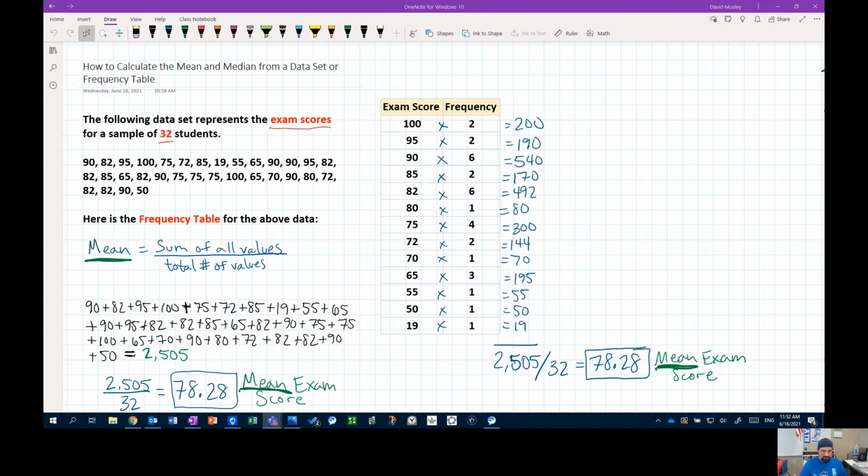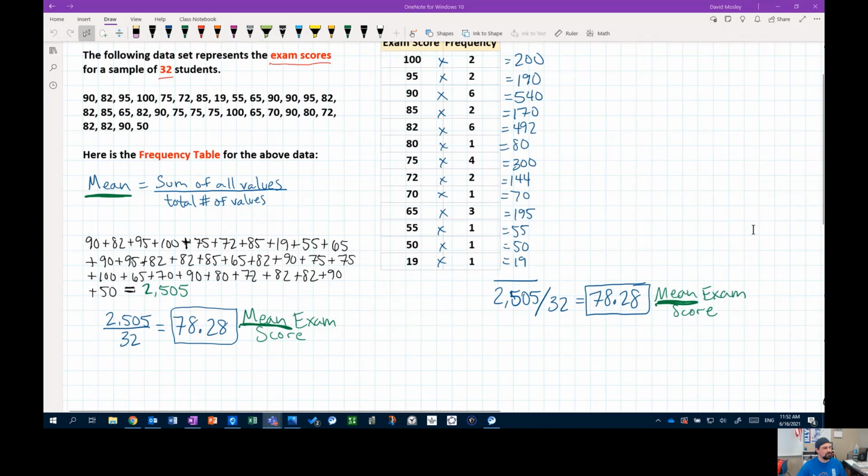Luckily, we kind of already have that with our frequency table. So what we're going to do is give myself a little extra space here. Next we're going to find the median.